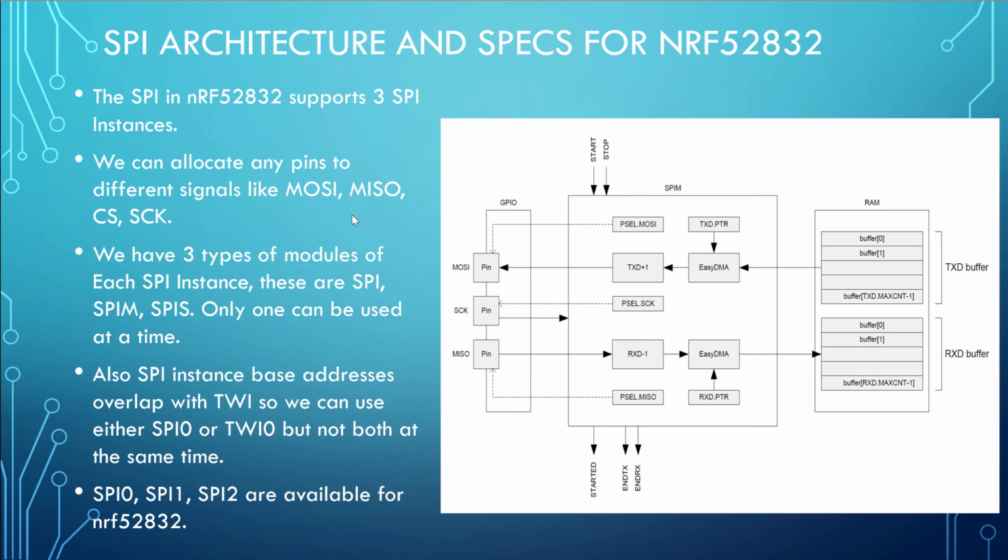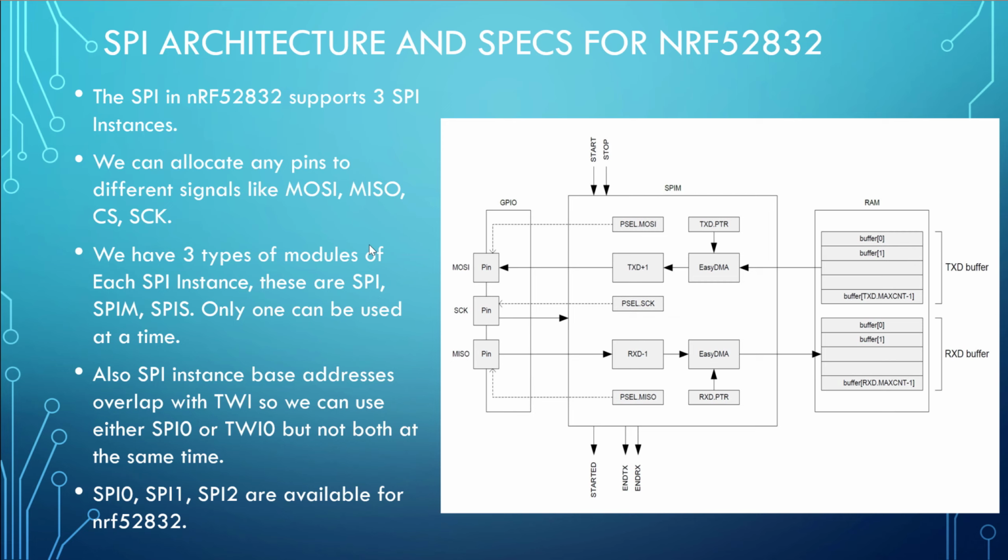We can also allocate the different signals to different pins. For example, I can allocate MOSI to any pin, MISO to any other pin available in the microcontroller, and we can use them in any configuration as we like. And we have 3 different types of SPI modules. Don't confuse yourself with them. In TWI we also saw that we have different types of modules. So what are these modules?